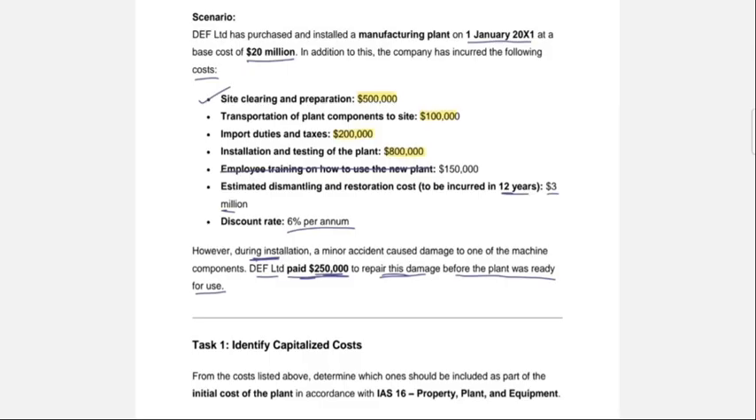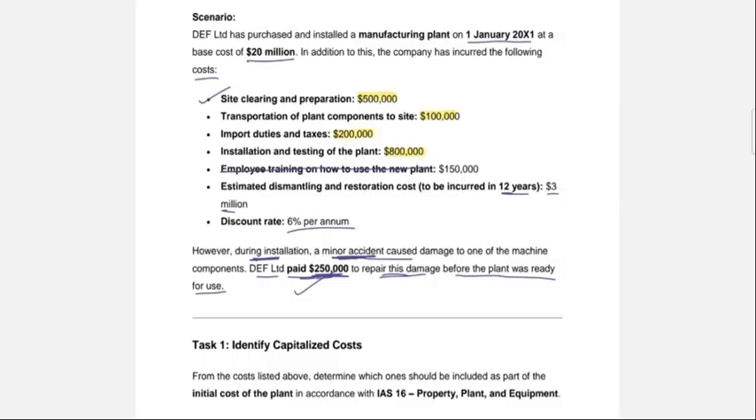Because we are thinking about all those costs that bring the asset to its working condition. So if you think that a minor accident has occurred, you might think that this might prevent the asset from coming to its working condition. But if you notice that during installation, a minor accident had occurred, which must have been unforeseen, which the company must not have expected. So, this 250,000 that has occurred because of the minor accident is not the inherent cost of acquiring the asset. It was not within the cost of the asset, that without this cost, the asset will not be in its working condition and cannot be brought to its location.